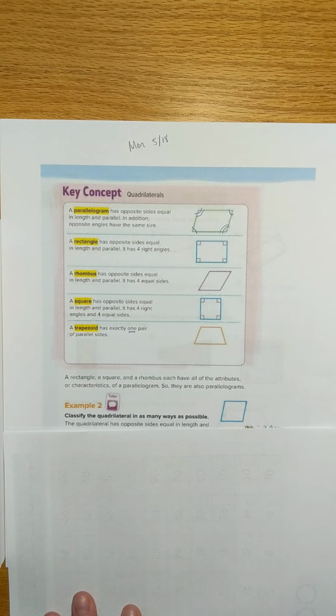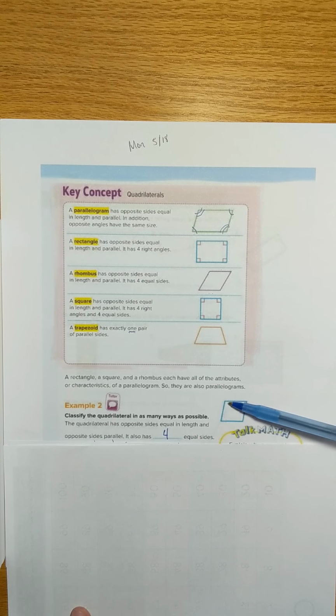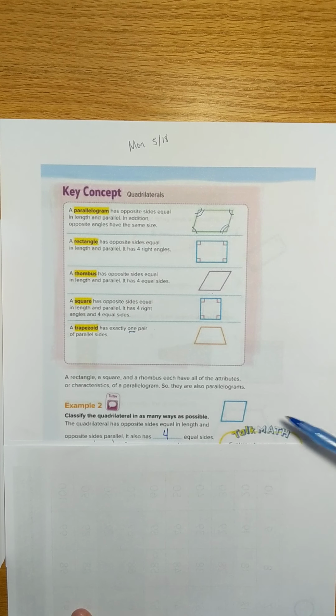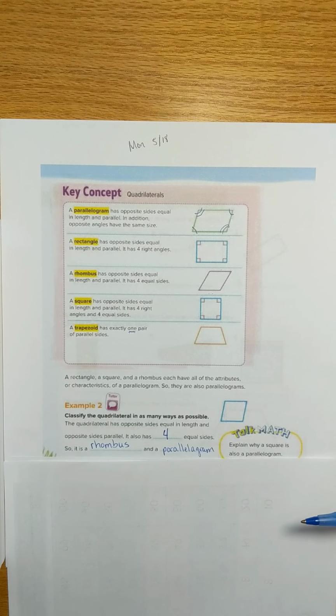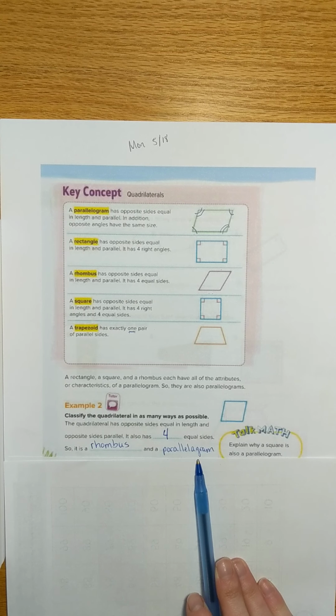So example number 2, it says classify the quadrilateral in as many ways as possible. The quadrilateral has opposite sides equal in length and opposite sides parallel. It also has blank equal sides. Well, how many equal sides do we have? We have 4. So that qualifies this quadrilateral as what? It's a rhombus and it's a parallelogram because it has parallel sides and they're also equal in length.